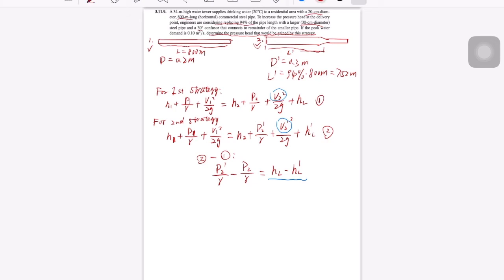So also for the first strategy, because there is no minor losses, the head loss equals the friction loss. So we write the Darcy-Weisbach equation. Hf equals f times L by D times V squared over 2g. This is equation 3.